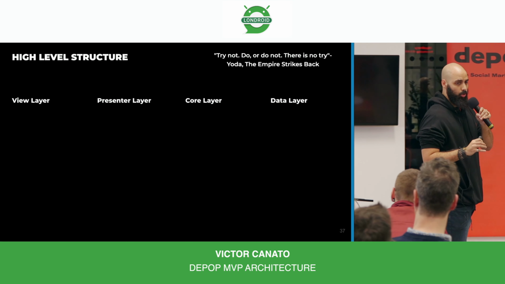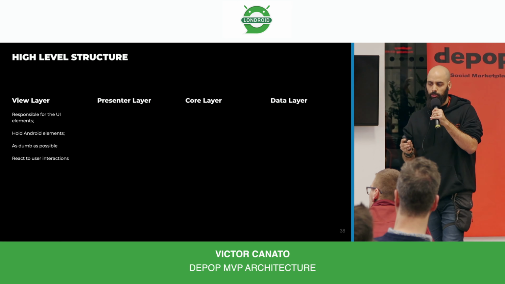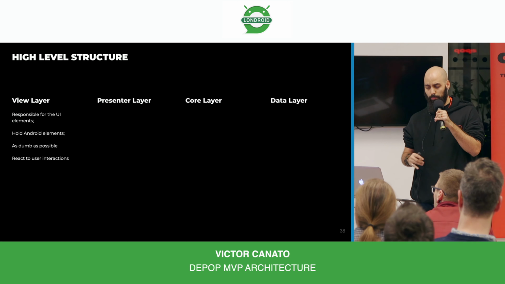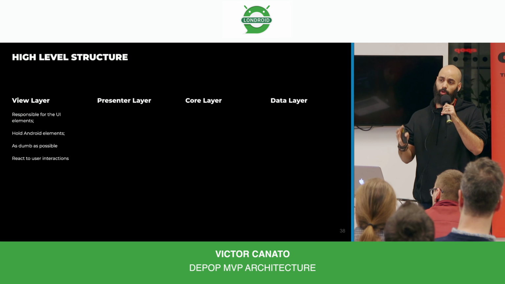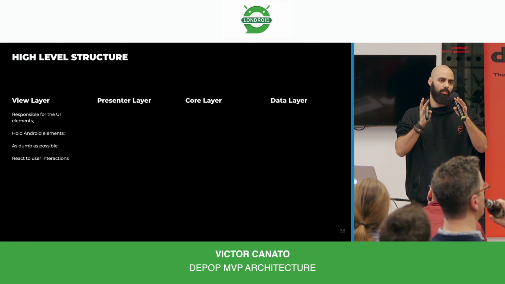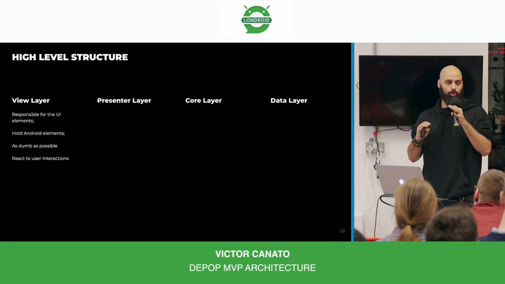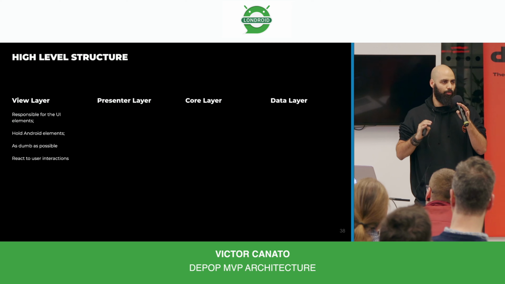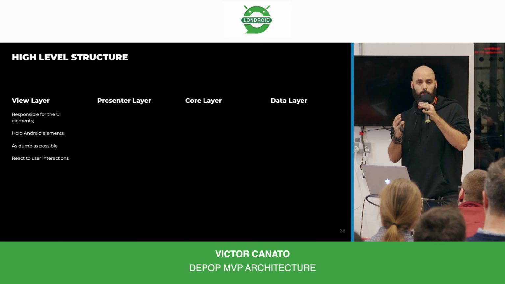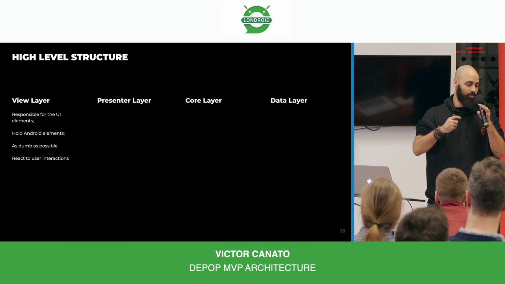In our MVP, we use 4 main layers. We have the view layer that is responsible for the UI elements: fragments, views, adapters, recycler views. It should hold all the Android elements, like context, so we have a really good vision about where Android lives, and the rest of our code is as dumb as possible, so we put no logic in the view. If we just say do it, and the view does it, it's perfect for us. And it's the layer that is responsible for the interaction with the user. So when the user does something in our app, it's the view layer that will receive this.